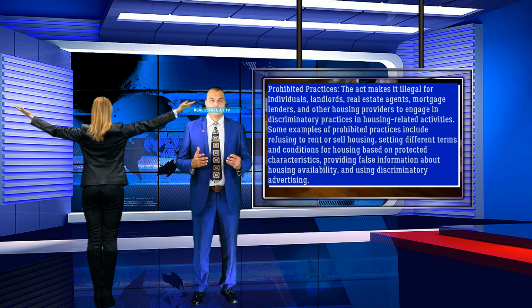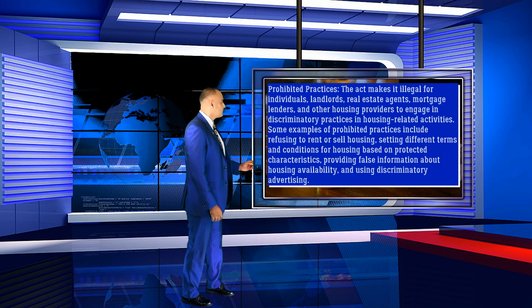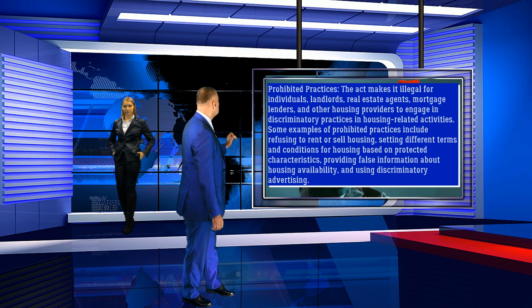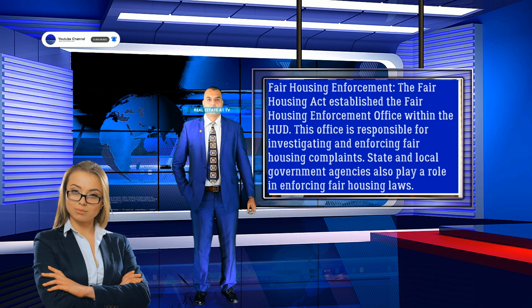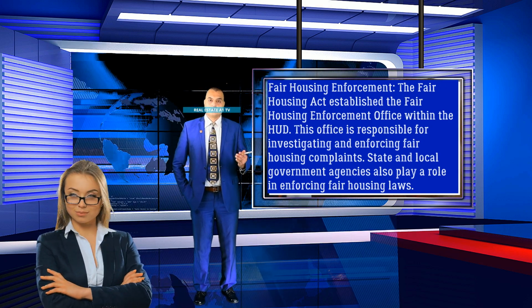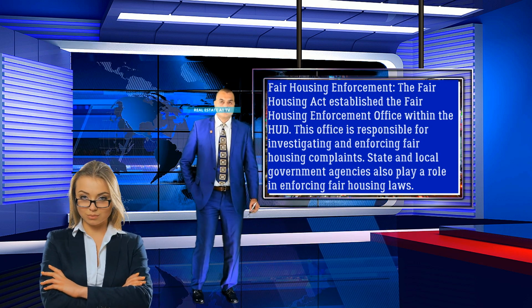2. Prohibited practices. The Act makes it illegal for individuals, landlords, real estate agents, mortgage lenders, and other housing providers to engage in discriminatory practices in housing-related activities. Some examples of prohibited practices include refusing to rent or sell housing, setting different terms and conditions for housing based on protected characteristics, providing false information about housing availability, and using discriminatory advertising.